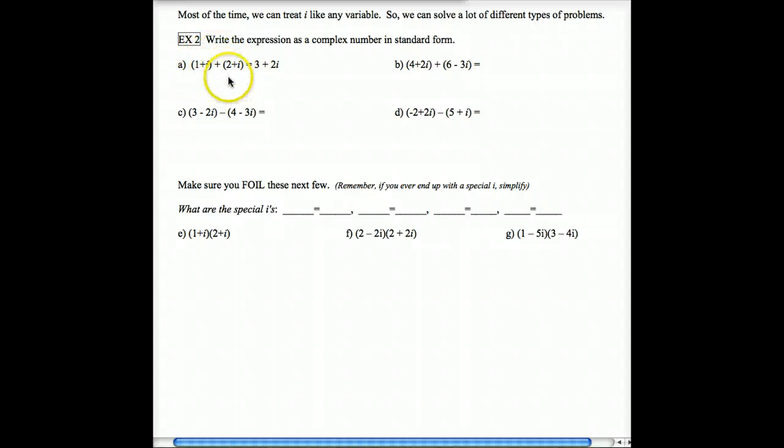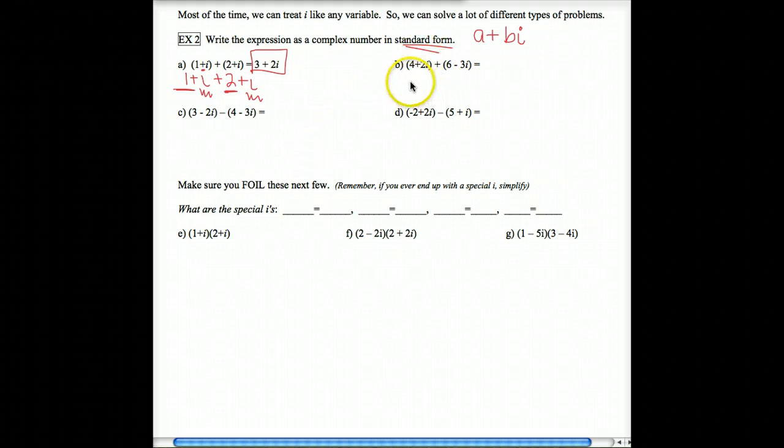Here, if I've got addition and subtraction, which is what I have in A through D, all I'm doing is taking away the parentheses. When it's a plus, there's nothing to distribute, so I've got 1 plus i plus 2 plus i, and then just combining my like terms. So here are my plain numbers. Here are my i's. When you write it in standard form, it says it's going to be a plus bi. So the i term comes second, the plain number term comes first. So plain number term 1 plus 2 gives me the 3, and then i plus i is 2i. So here you can see how I got that final answer.